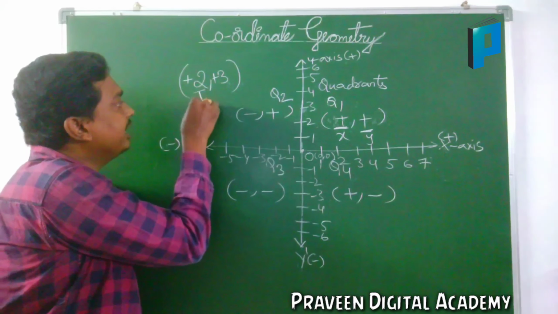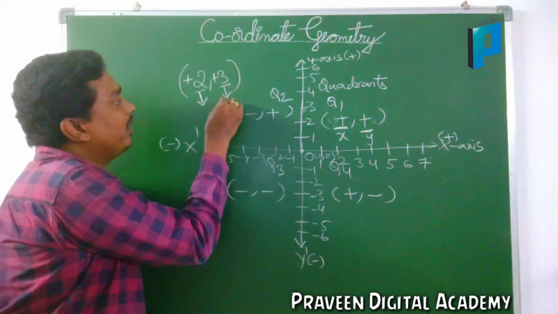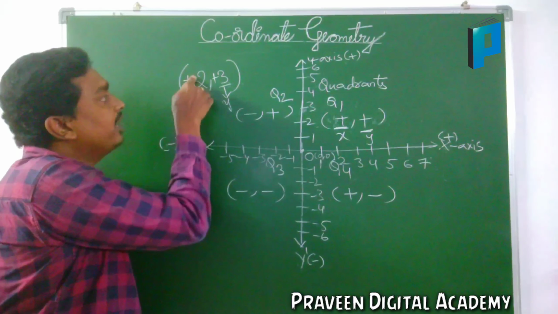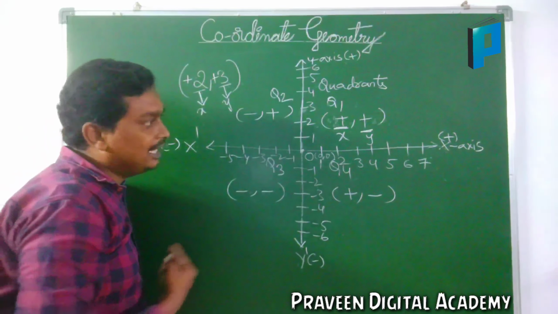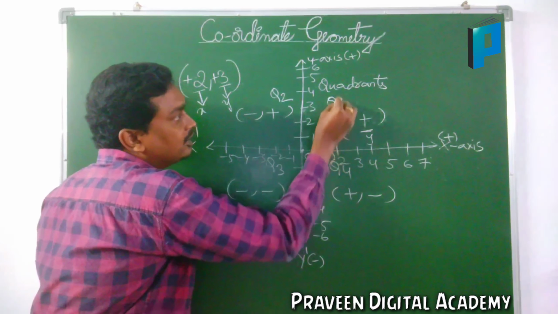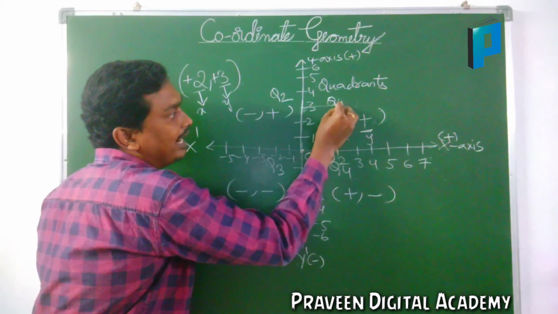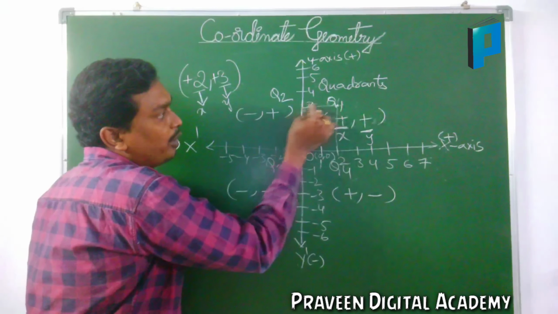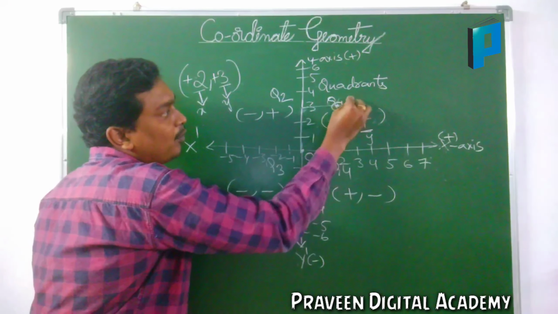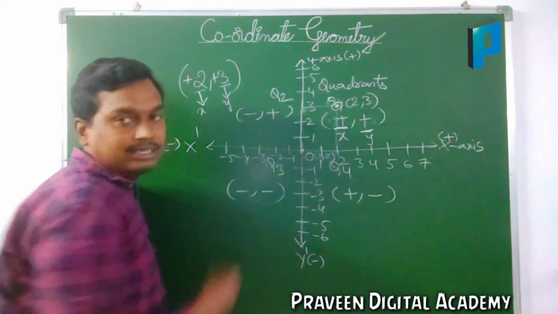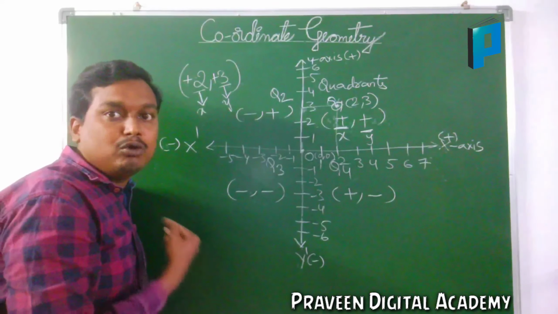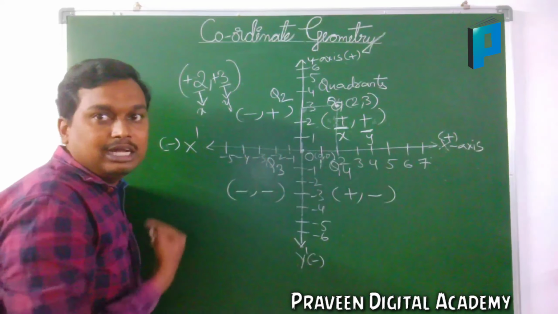Here this is the x coordinate, this is the y coordinate. The x coordinate is 2, the y coordinate is 3. Here is 2. At x equal to 2, where will we get y equal to 3? That point is called (2, 3). Like this, we have to plot the point on the graph.